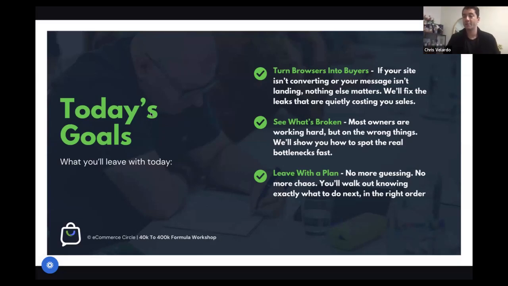The second thing is, some people here might be running ads already, or maybe they're working with an agency and not quite seeing the results that you want for your products. We're going to tackle why that might be happening and how you can actually prepare your business for when you are ready to spend a bit of money on ads.